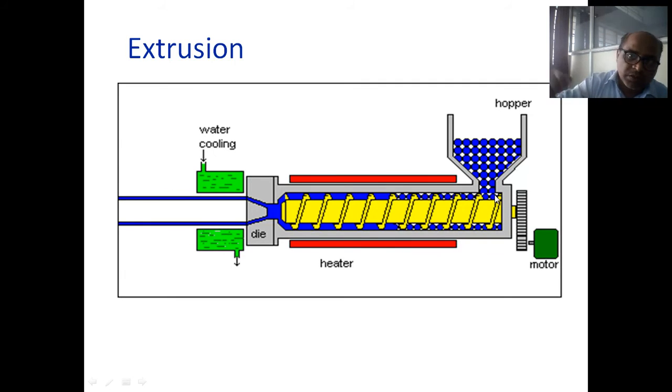It will be continuously rotating, and these are the heaters for heating the plastic material so that it becomes soft. The soft material is then carried forward by the rotation of the screw and pushed forward. The material is fed again and pushed forward, and this is the die opening. This is the die cavity, and these are the die openings. So material is continuously extruded.